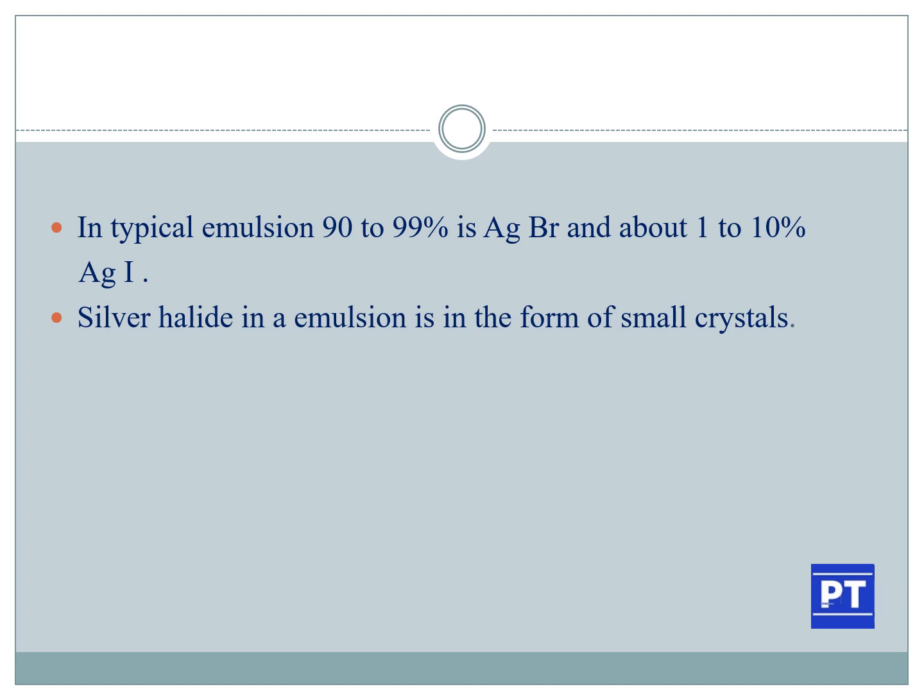In a typical emulsion, 90 to 99% is AgBr, silver bromide, and about 1 to 10% is AgI. Silver halide crystals can be silver chloride, silver bromide or silver iodide. So radiography film deals with 90 to 99% silver bromide and about 1 to 10% silver iodide. The silver halide in an emulsion is in the form of small crystals.